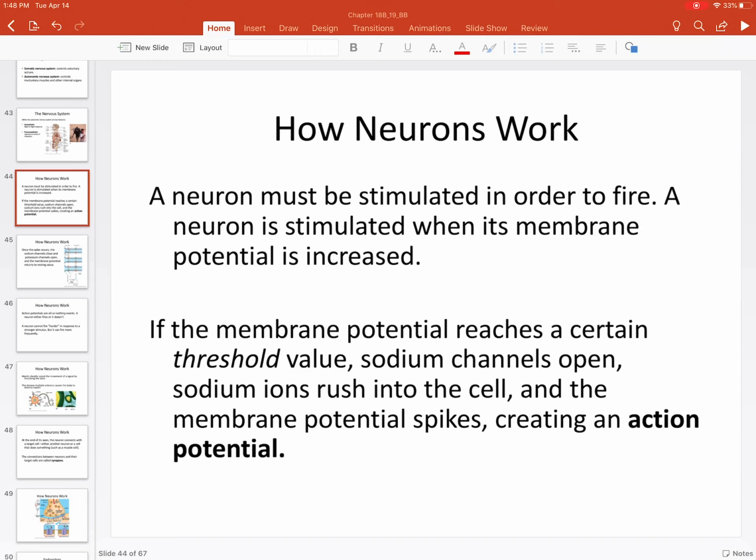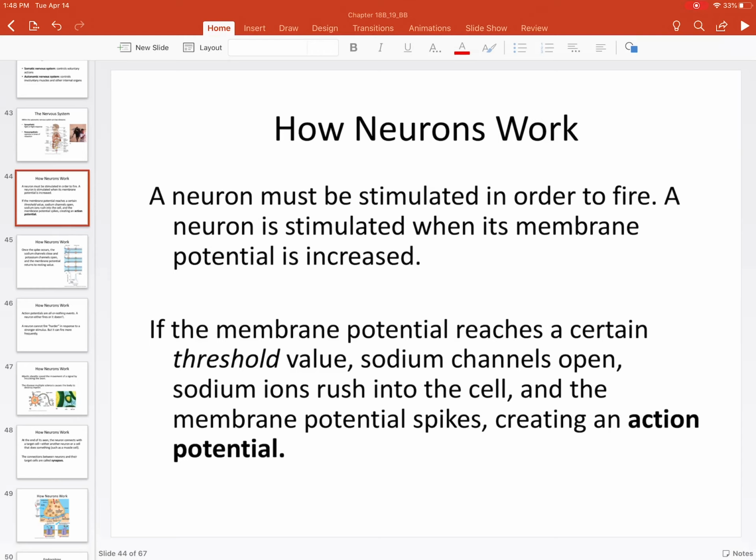A neuron is going to be stimulated when its membrane potential is reached. So this is kind of like the floodgates. The water is going to reach a certain level where it's stimulated, and then the water will overflow. But in this case, the neuron will begin to work. If the membrane potential reaches a certain threshold value, sodium channels are going to open up and rush into the cell, and the membrane potential spikes, creating an action potential, which then cascades everything.